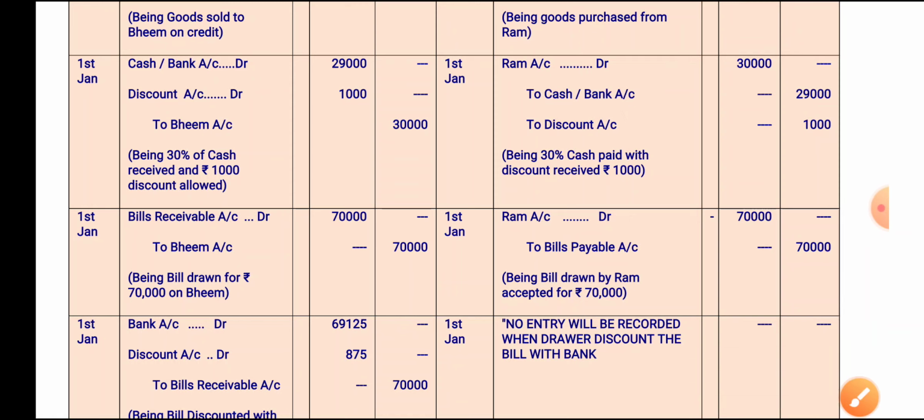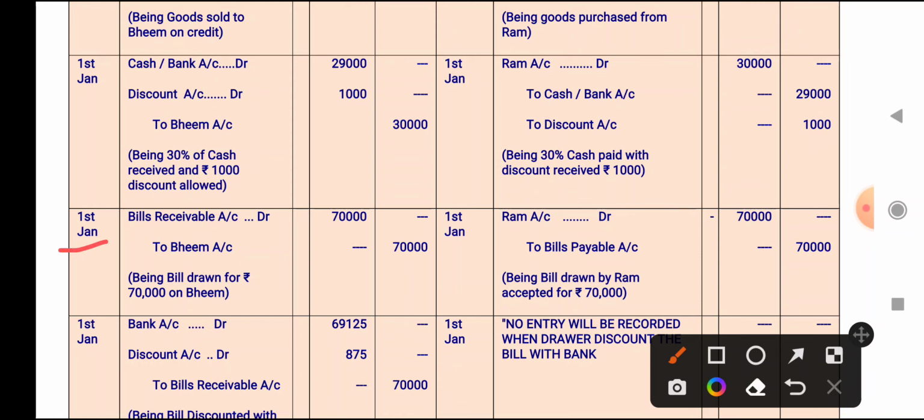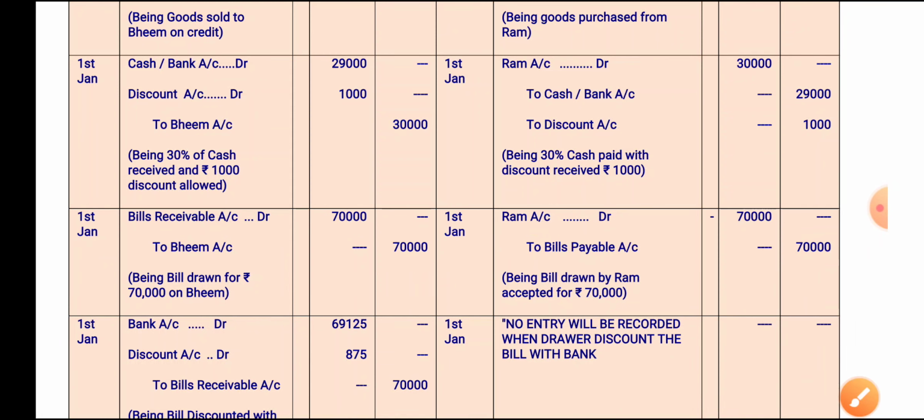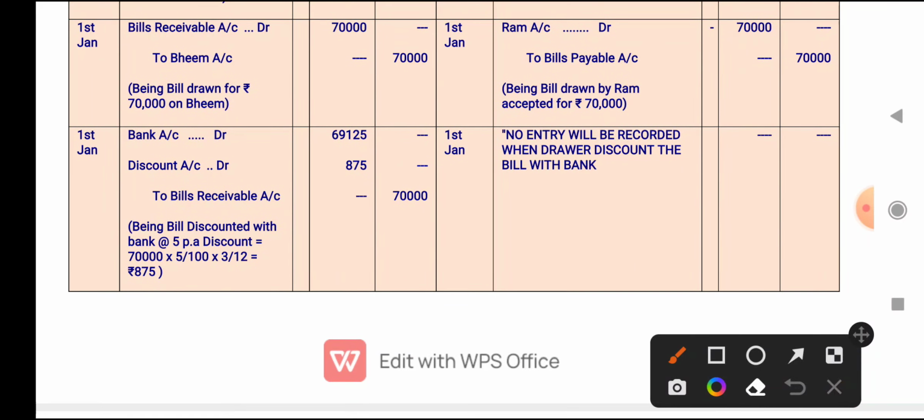Next, for the balance he has accepted a bill, and Ram has drawn the bill, Beam has accepted the bill. So for Ram it is bills receivable to Beam account 70,000, being bill drawn for rupees 70,000 on Beam. In the books of Beam, on 1st January Ram account debit to bills payable account 70,000. This is what the journal entry is, being bill drawn by Ram is accepted for rupees 70,000. And this is one important point here.